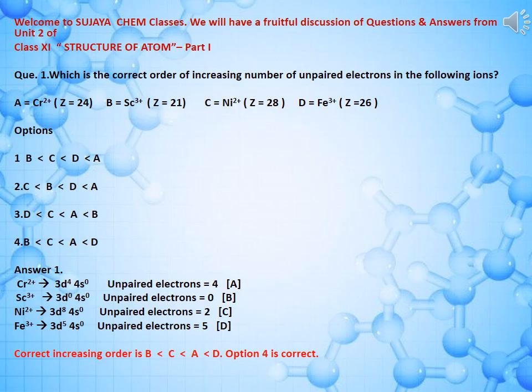So correct increasing order would be B, C, A, last is D. So D highest number of unpaired electrons, B lowest number of unpaired electrons. Option 4 is the right option.